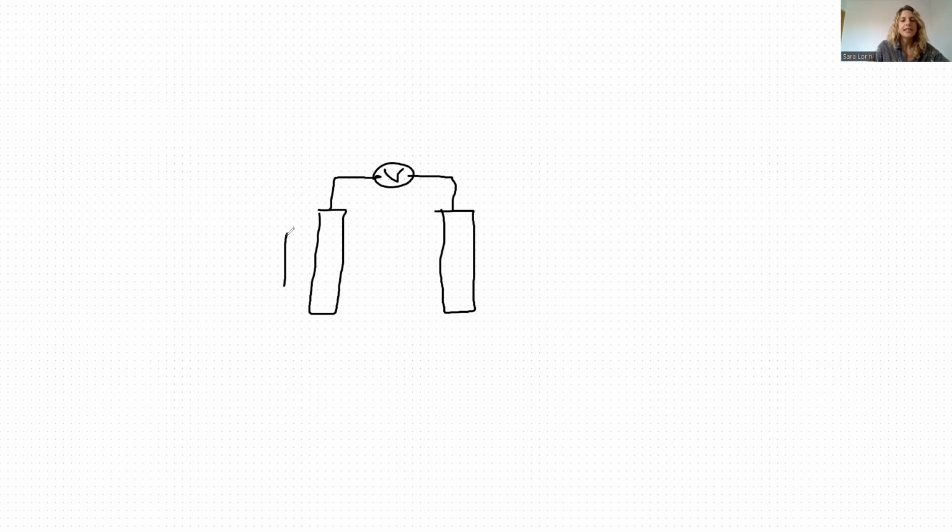How do you draw an electrochemical cell? So we start with, or I would start with, 2 electrodes. These 2 electrodes are connected by, it could be a lamp or a voltmeter. Now, each of these electrodes is placed in a solution.